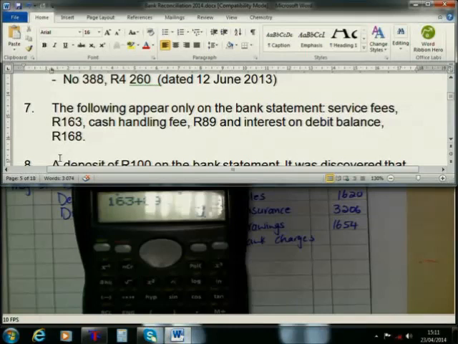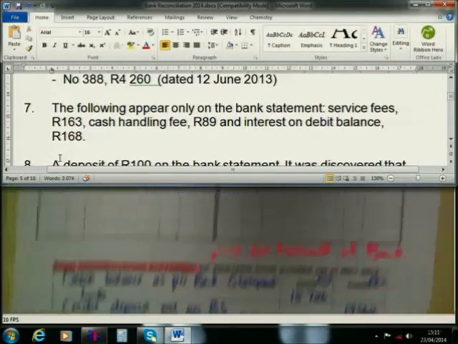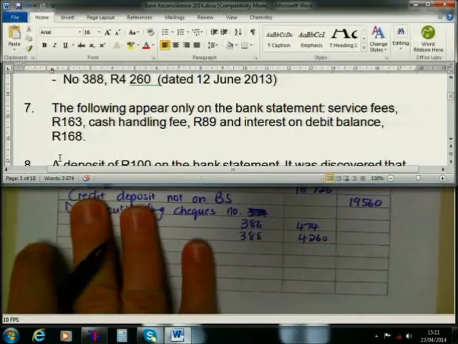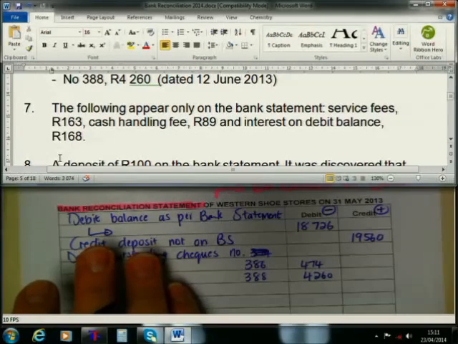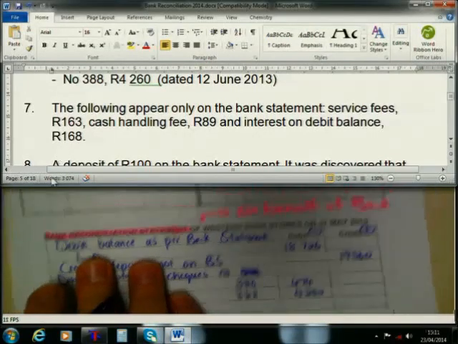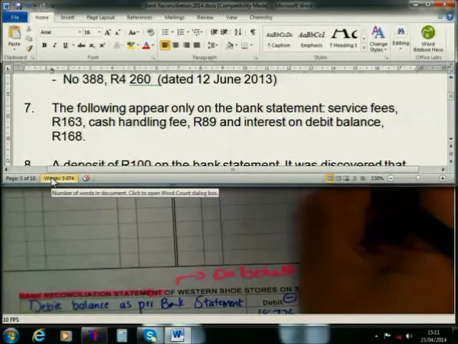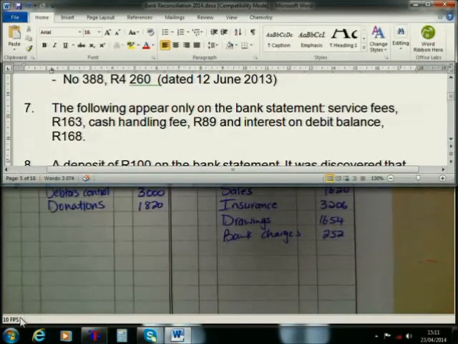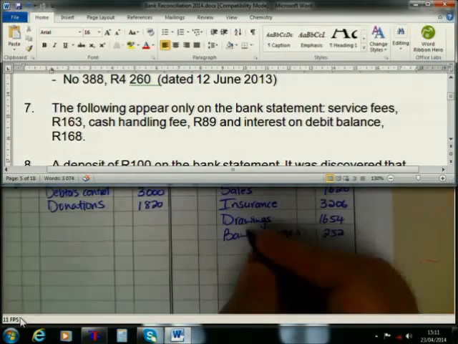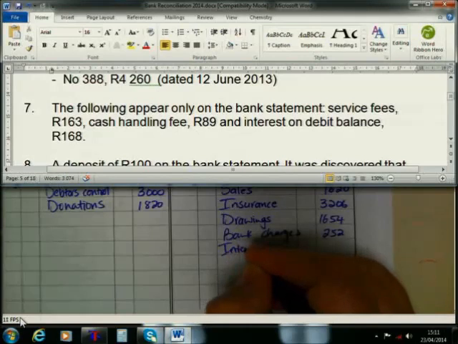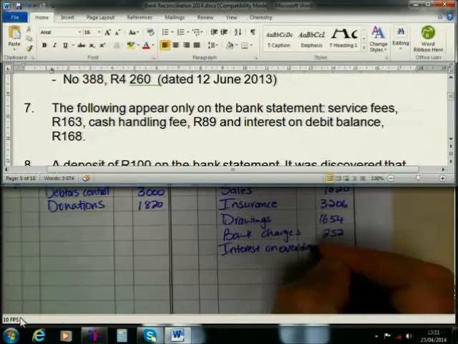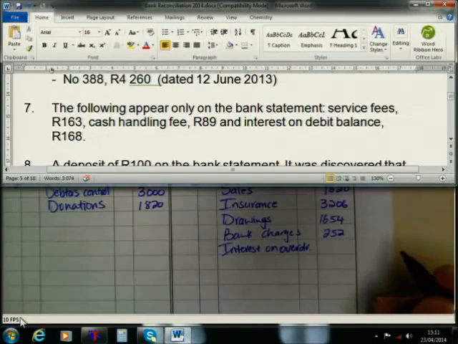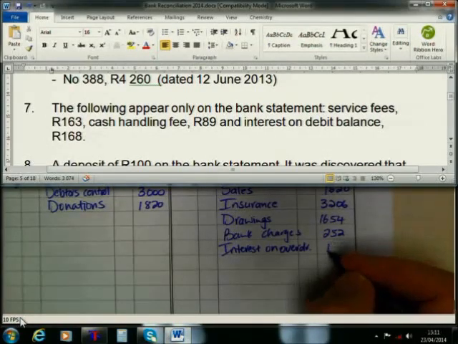Interest on debit balance means that because we've got a debit balance, it's in an overdraft. And remember, interest on overdraft is not part of bank charges. So the bank charges is only 252, and then we've got interest on overdraft, and that amount was given to us as 168.